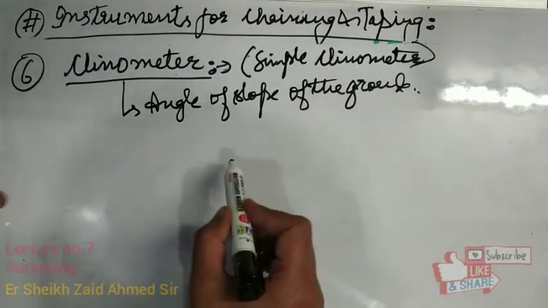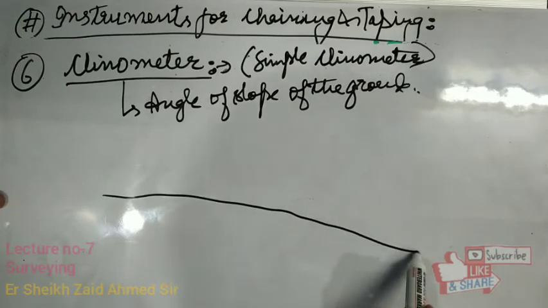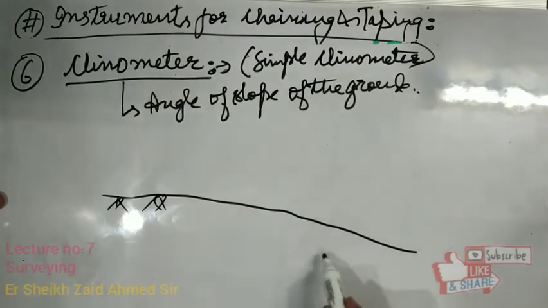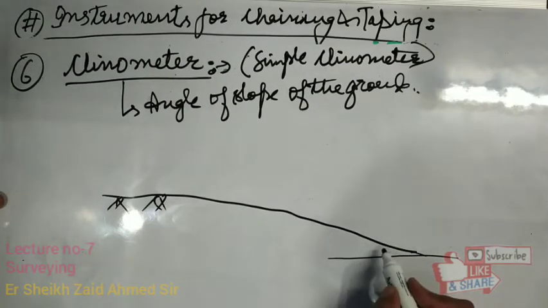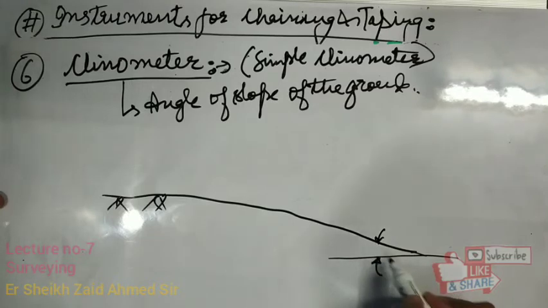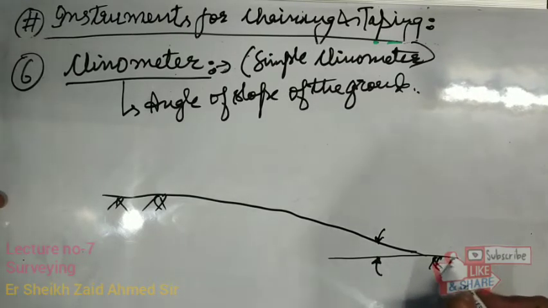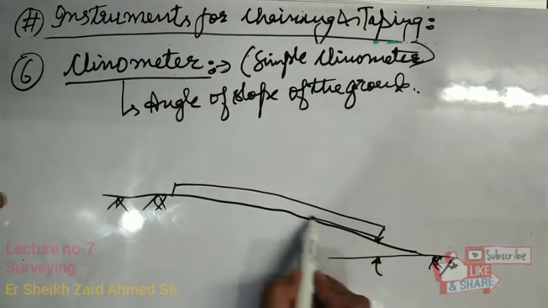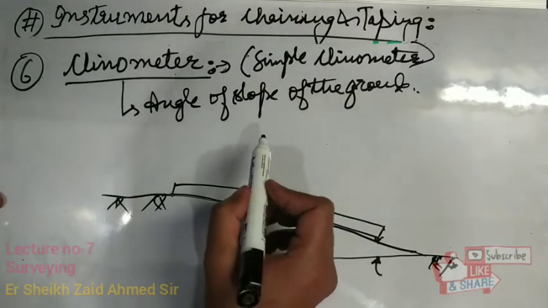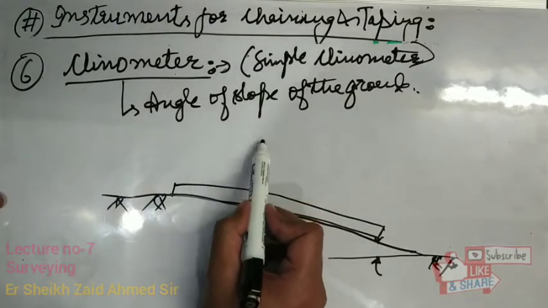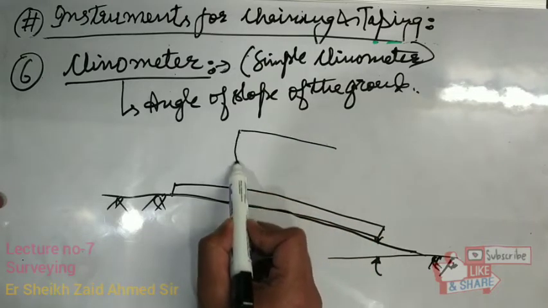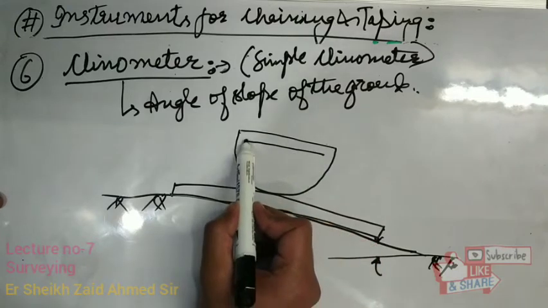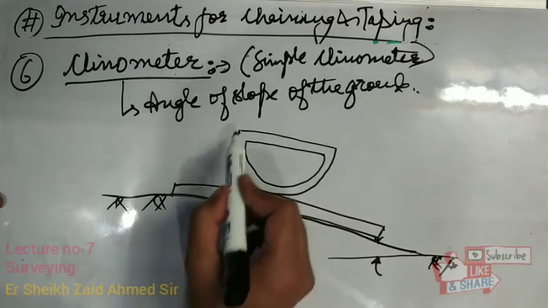So if this is our slope, this is our natural slope, this is the ground, and the slope angle we have to calculate. So what we do, we place the instrument here. The instrument resembles just like this, just like a protractor.